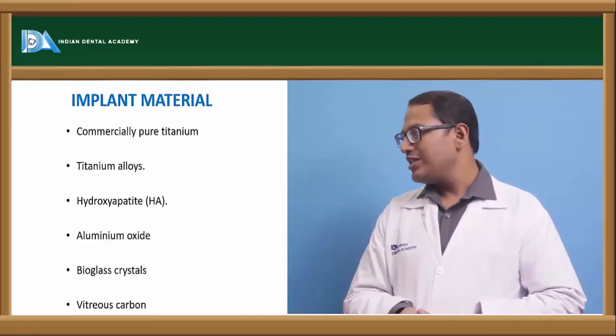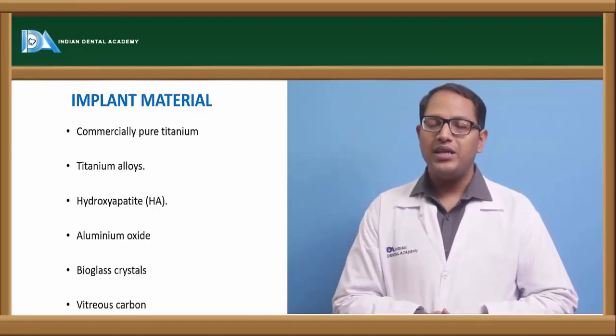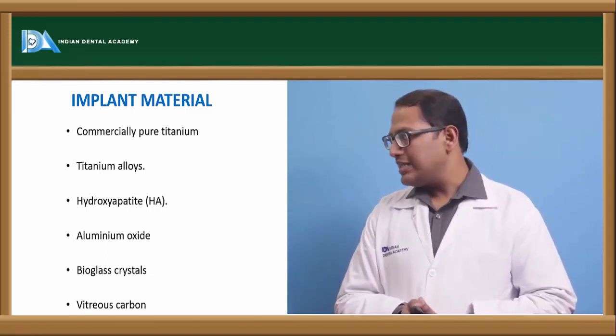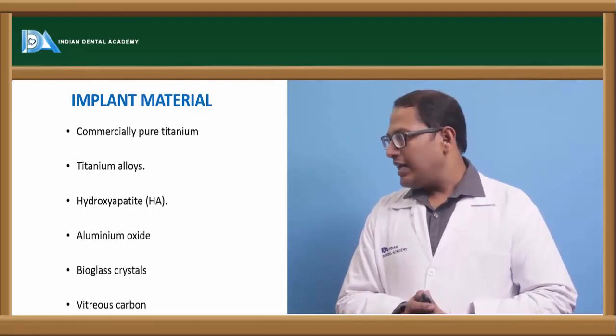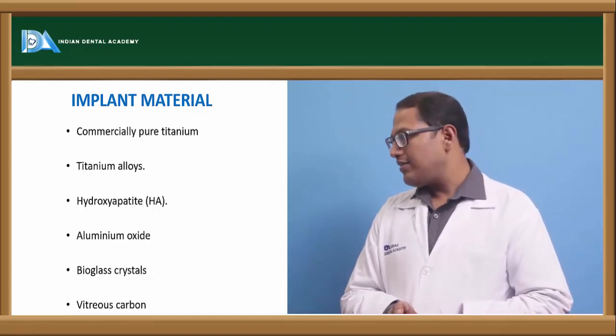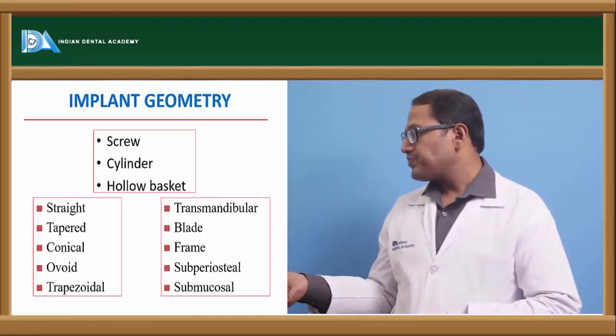Let's see what the different implant materials are that we can use. The most acceptable biocompatible implant material is commercially pure titanium and its alloys, CPTi and titanium alloys. Then we have hydroxyapatite, of course, aluminum oxide, bioglass, and vitreous carbon.